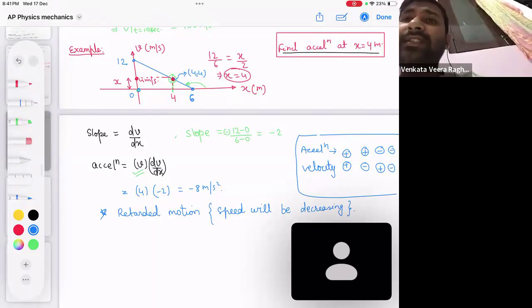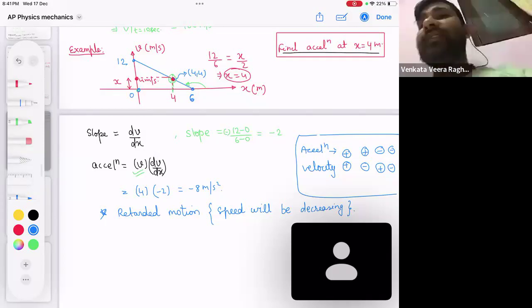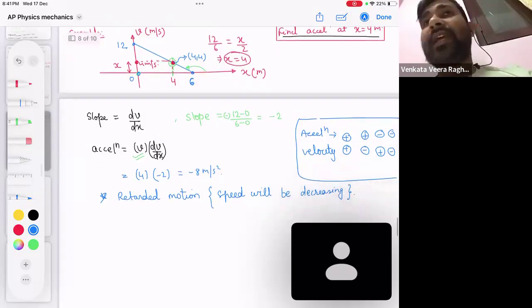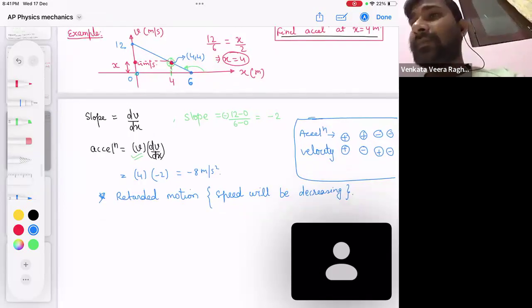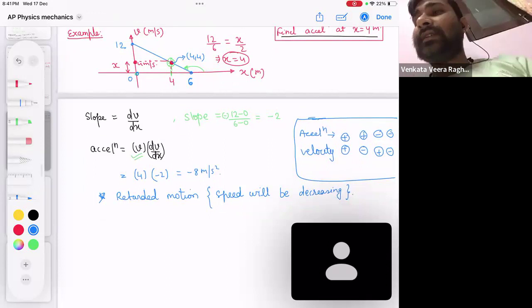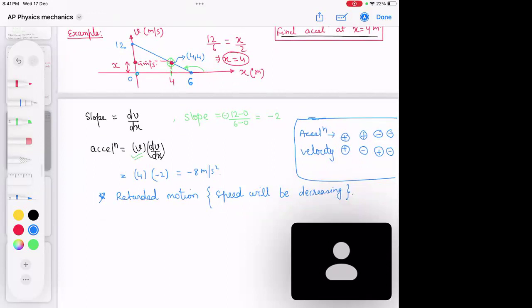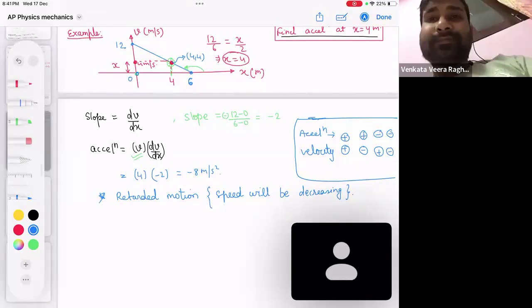And see that speed is actually decreasing. Initially it was 12, now it is 4, and at x equal to 6 it has become 0. So speed is decreasing. So that's why it is what kind of motion? The retarded motion. Please tell me, is this clear? So again, with the help of the graph, with the help of the slope of the graph, we have found something. Please tell, all of you. Yes, sir. Okay, let's discuss one last example on this.